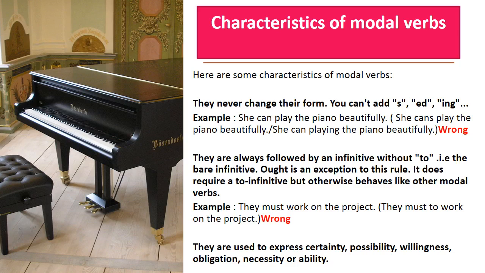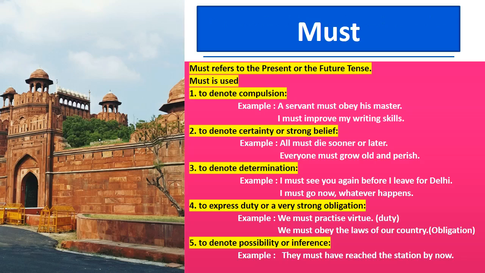For example, they must work on the project. We cannot write they must to work on the project. This is wrong. Modal verbs are used to express certainty, possibility, willingness, obligation, necessity, or ability. Now students, here in this video, we are going to study 4 new modal verbs.